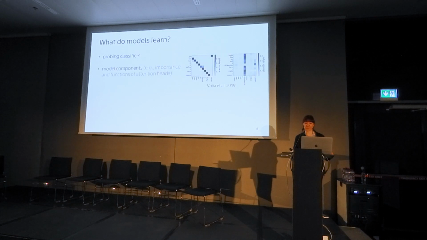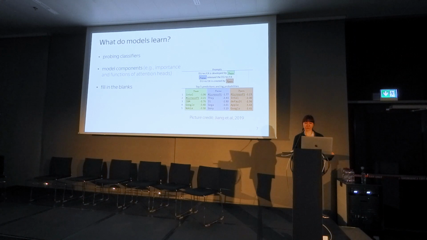Alternatively, we can look at the mechanisms a model uses to encode information. For example, if we're dealing with transformers, we might be interested in the attention mechanism, in the importance and roles of different attention heads in the model. And this is an illustration from our ACL paper, where we showed that the most important heads in the transformer often play linguistically interpretable roles.